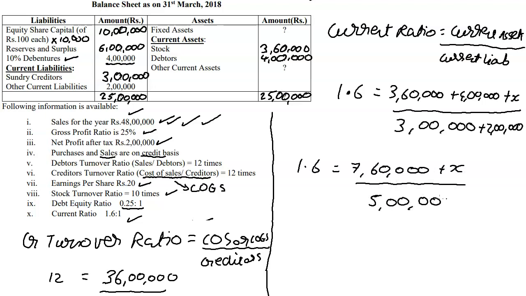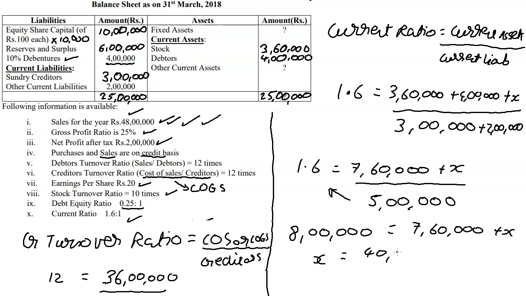Now 5 lakhs is division, goes that side, it becomes multiplication. So 5 lakhs into 1.6 should give me 8 lakhs. Please use a calculator. It is equal to 7,60,000 plus x. So x is going to equal 8 lakhs minus 7,60,000, which gives me 40,000, and that is going to be my other current assets. So I know that my total is 25 lakhs.